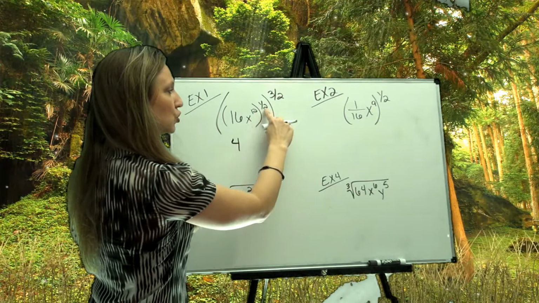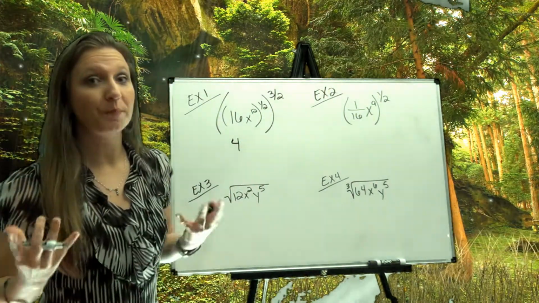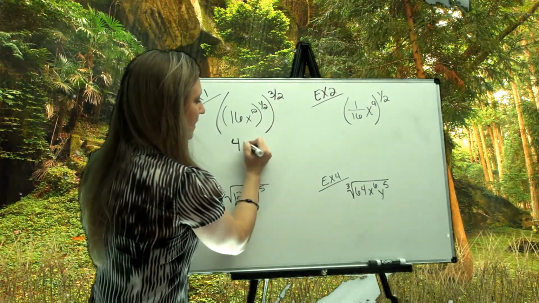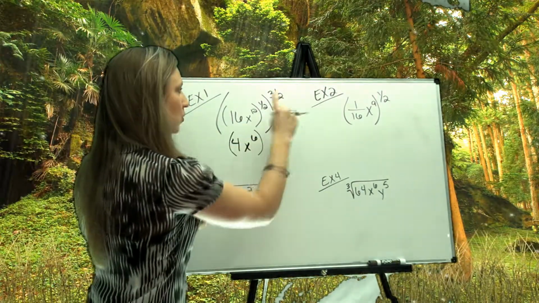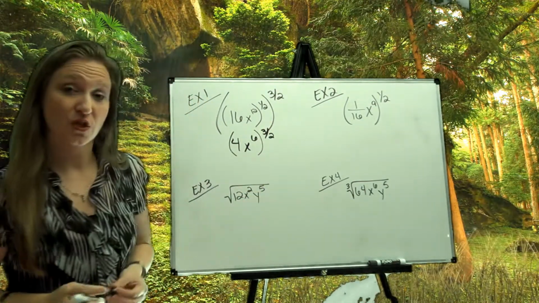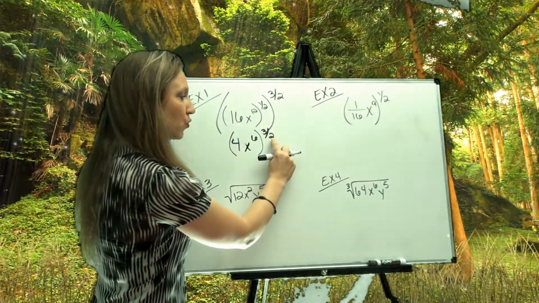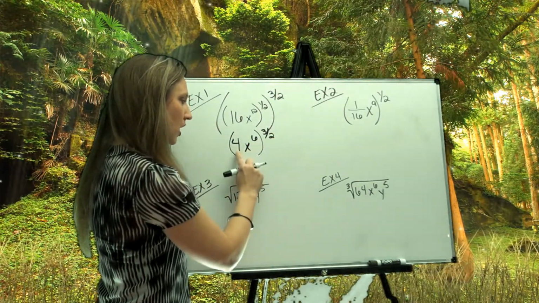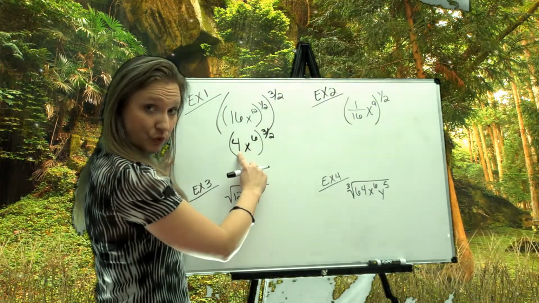Then I have power to a power. If you remember that rule, when we have power raised to a power, we multiply our exponents. So 12 times 1/2 is x to the 6th power. Now, I'm going to take care of the second set of parentheses, which is raising it to the 3/2 power. So watch carefully when I do this. Remember, the root is in the denominator. So this is saying take the square root of 4. The square root of 4 is 2.